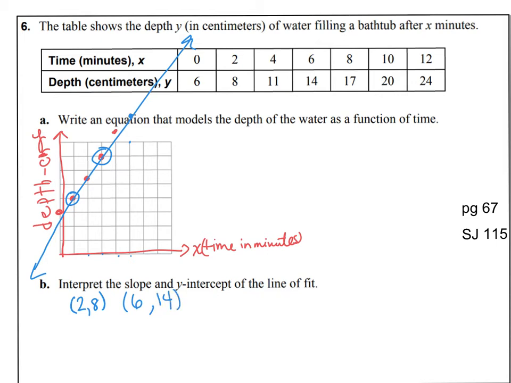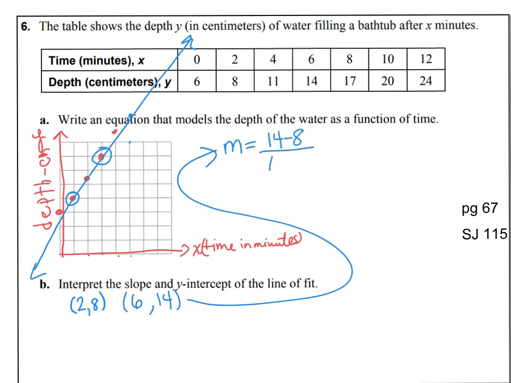It says interpret the slope and the y-intercept. Oh, so I'm actually doing this up here. Write an equation that models the depth. Okay, so let's find the slope. 14 minus 8 divided by 6 minus 2. 14 minus 8 is 6. 6 minus 2 is 4. And that reduces to 3 over 2. Okay, and change in y. So this is depth in centimeters and time in minutes.